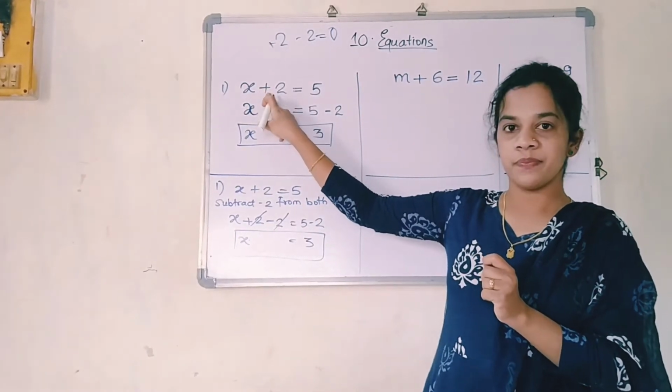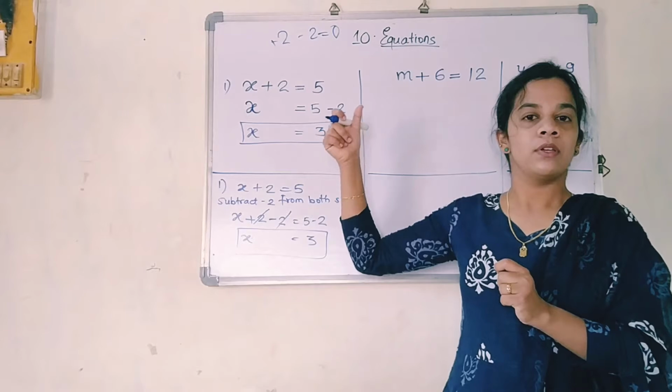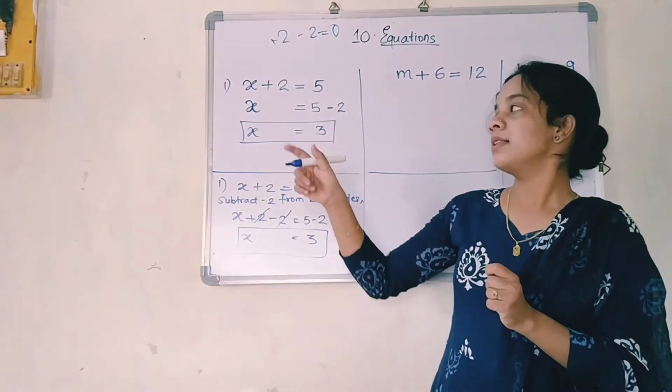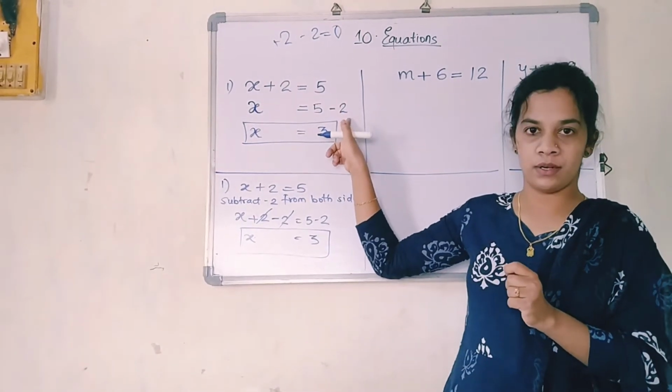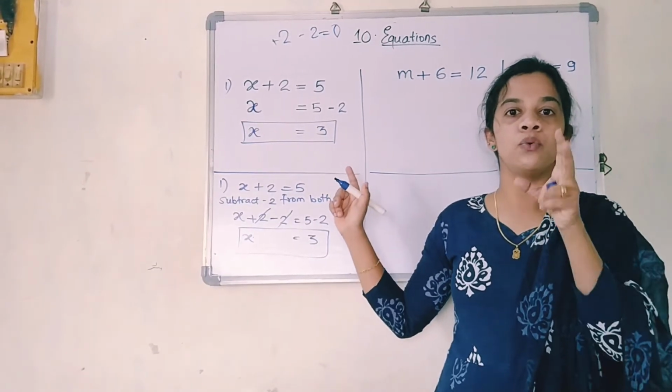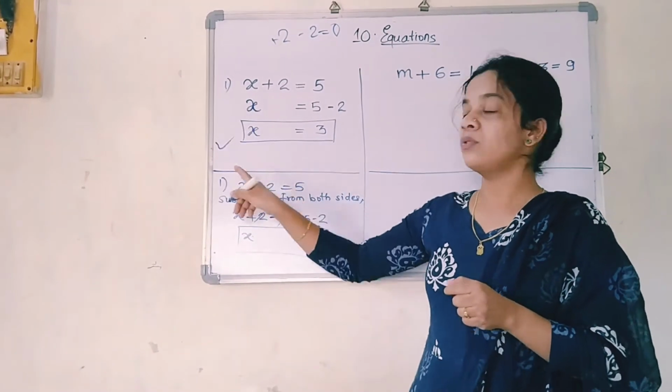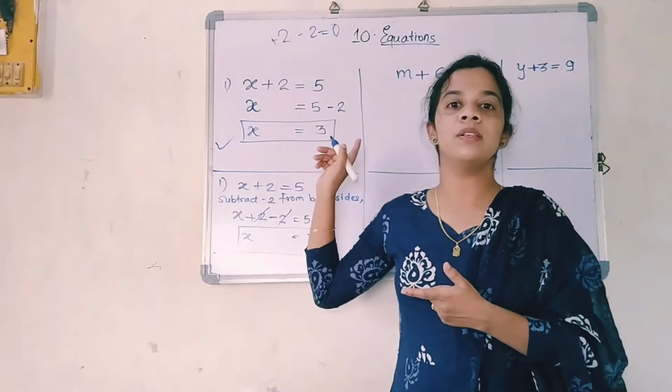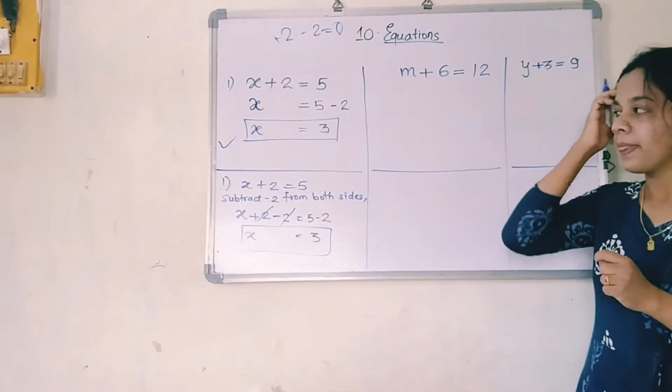Here it is plus, it shifted that side, so the sign changed, and your plus 2 got converted into minus 2. I will suggest you, no force, it's totally your decision, I will suggest you to choose this method. Okay? We will see the next question based on it.